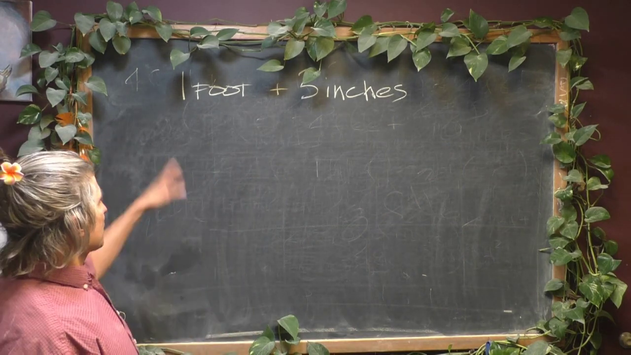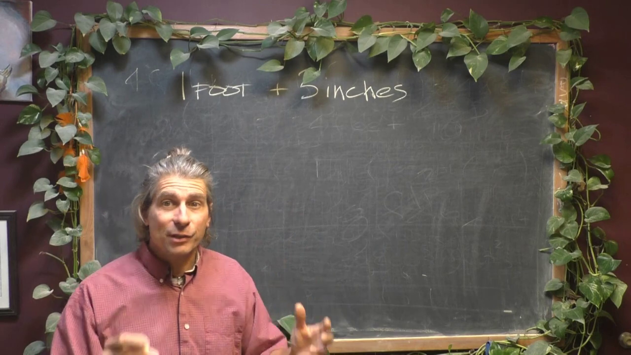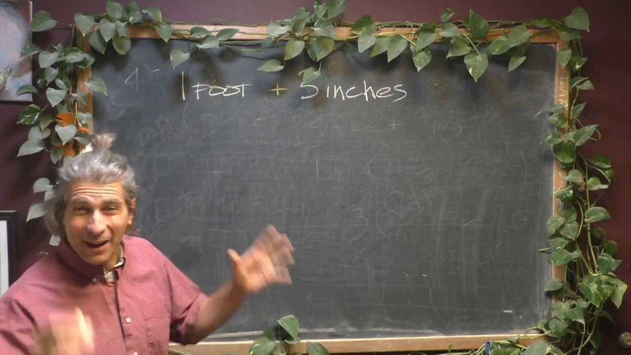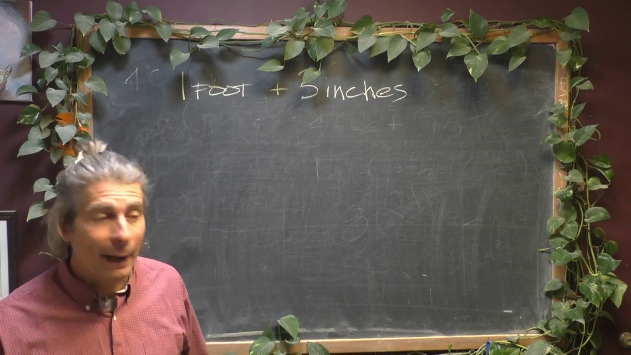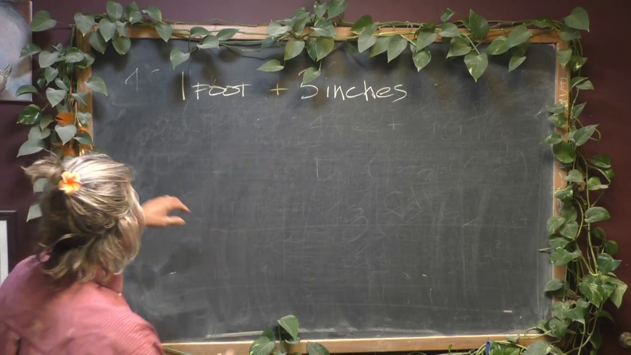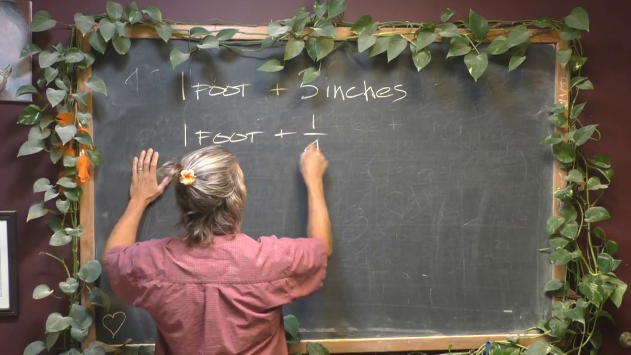Okay, let's do 1 foot plus 3 inches. Now the first thing you have to do is make sure you get the same units, because you can't combine 3 plus 1 and call it 4. We have to have the same unit to combine using addition, or subtraction for that matter. So I'm going to call 3 inches 1/4 of a foot, so it's 1 foot plus 1/4 of a foot.